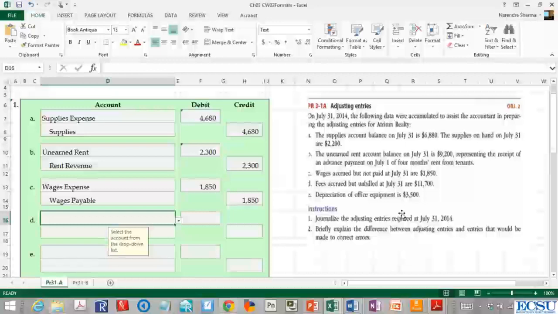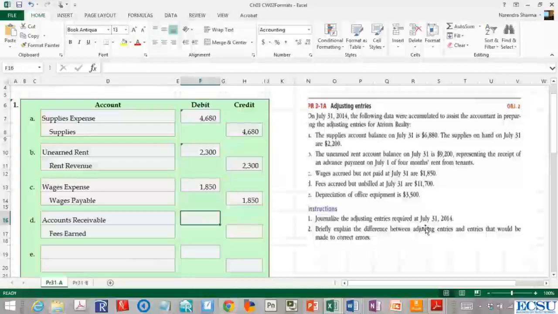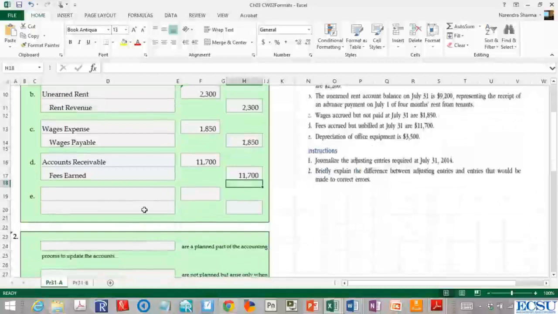Okay, now next is fees accrued but unbilled at July 31st. So accrued means you have earned them, so you'll be crediting fees earned. And since you have not received the money, that would be accounts receivable. So we'll be debiting accounts receivable, and fees earned would be credited with the amount of 11,700 and 11,700. Okay, that is how we'll handle that.